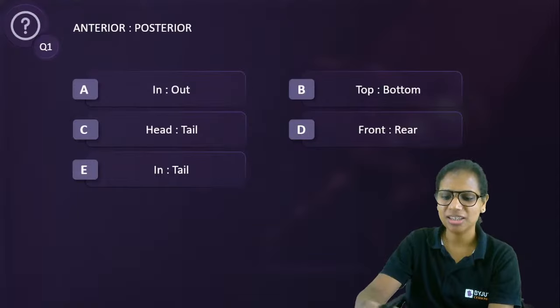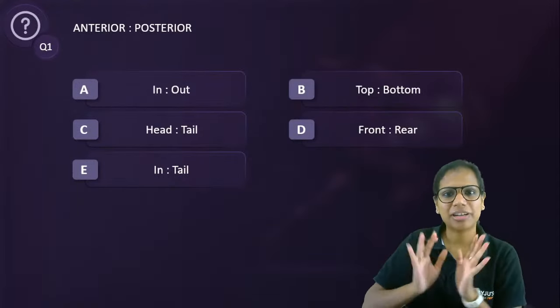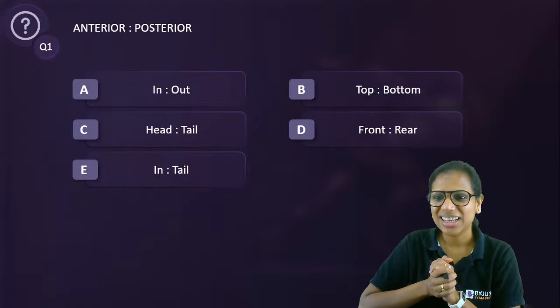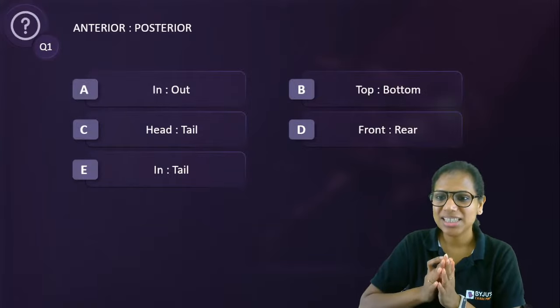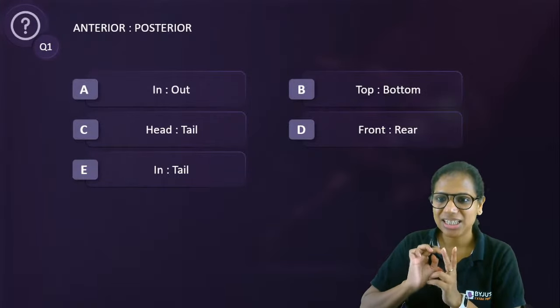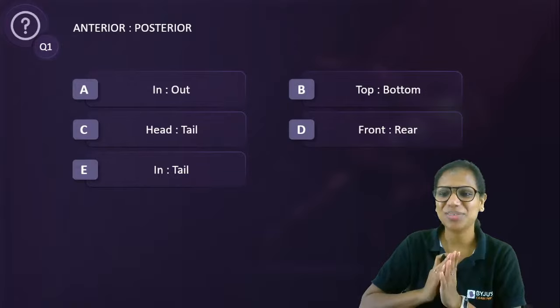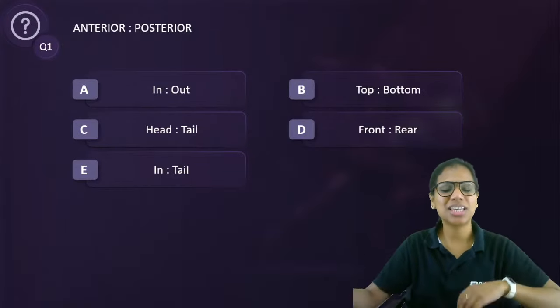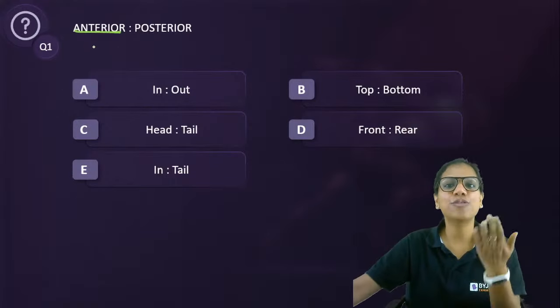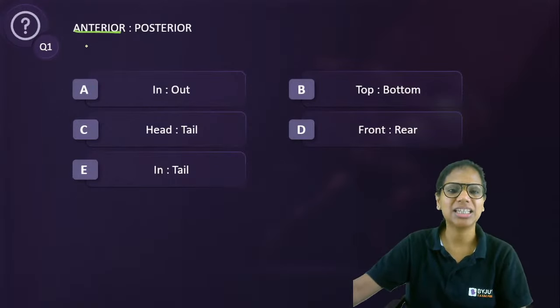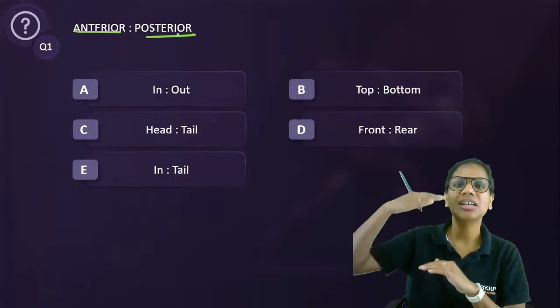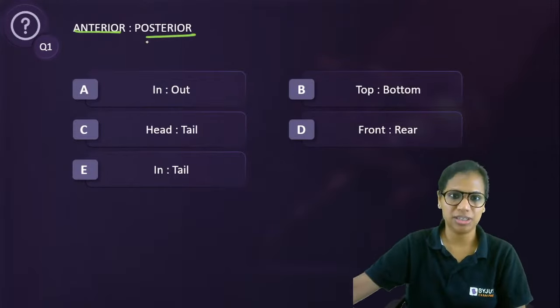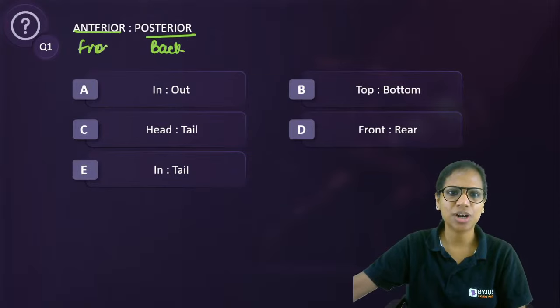Ram says A. So by this time, I expected all of you to have answered actually. Okay, A, B, C, D, E. All right, I've got every option out there. Let's see what is the answer. See, anterior is the front part of something. Posterior is the rear or the back part of something. Posterior is back. Anterior is front.